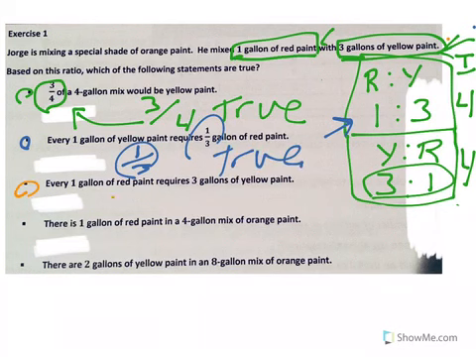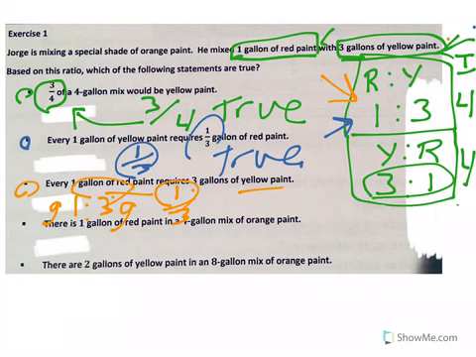Next question says every 1 gallon of red paint requires 3 gallons of yellow paint. Well, if we're going red to yellow, we already know that's 1 to 3. So if that was 1 gallon, this would be 3 gallons. Rewrite that as a fraction, right? 1 to 3. So if you use 1 gallon of red, you would use 3 gallons of yellow. Again, that is true.